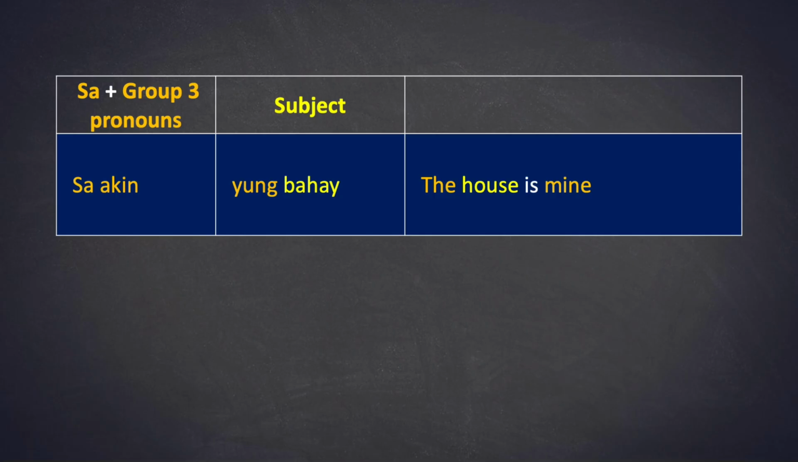Now, we can flip these sentences because, why not? Tagalog is that flexible. Sa akin yung bahay. The house is mine. In this instance, I am using the case marker yung, the alternative to ang, because of context. This sentence would normally be used when the speaker is pointing to a specific house, the one that has connection with him or her.